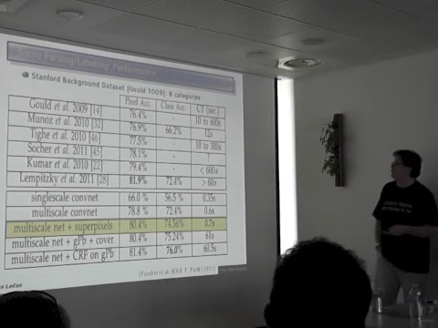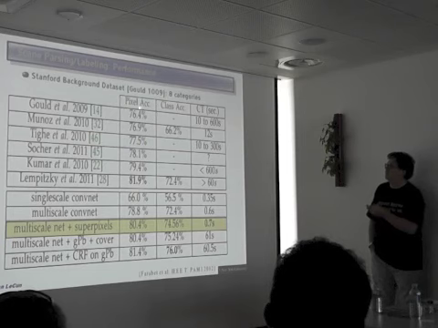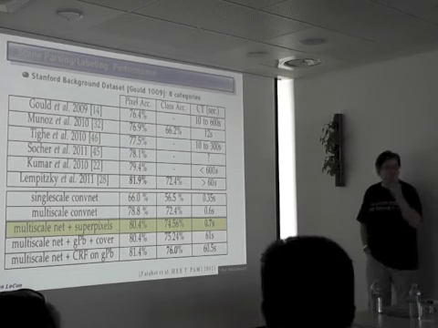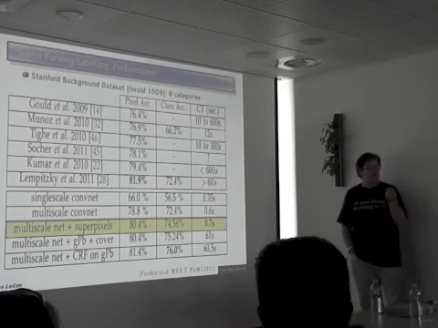So here is the first table of results. This is on the so-called Stanford background dataset, which a lot of people have experimented with. The first column here is pixel accuracy. This is just counting how many pixels you get right on the test set. And the class accuracy is normalized by the frequency of the class.